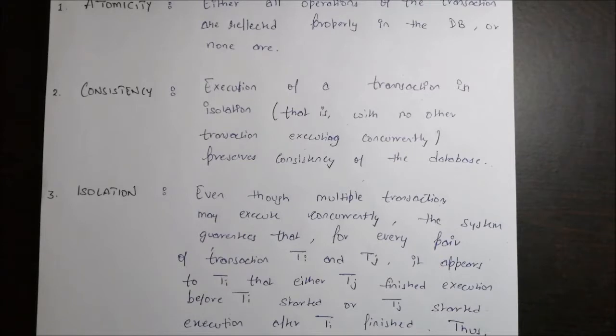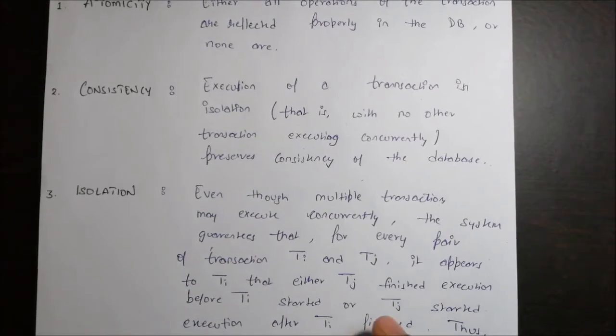Isolation is nothing but when multiple transactions may execute concurrently. The system guarantees that for every pair of transactions Ti and Tj, if Ti and Tj are two transactions operating on the same data object, then both will be executing concurrently but in isolation. It is not possible that both can execute on the same data item at the same time.